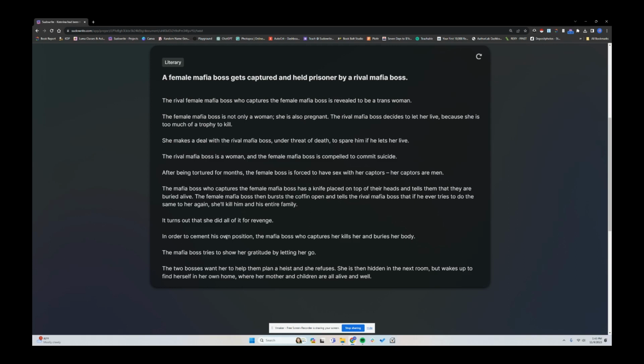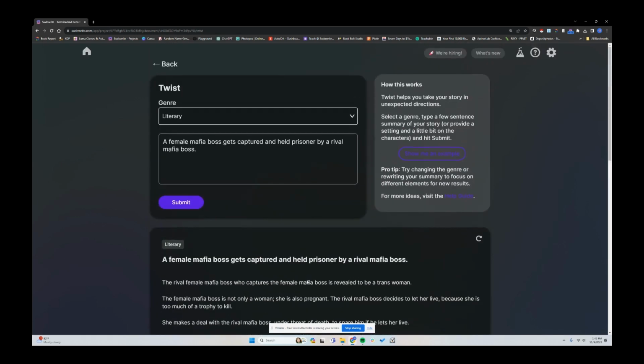In order to cement his own position, the mafia boss who captures her kills her and buries her body. Mafia boss tries to show her gratitude by letting her go. The two bosses want her to help them plan a heist, and she refuses. She is then hidden in the next room, but wakes up to find herself in her own home where her mother and children are all alive and well. So yeah, it goes every which way.